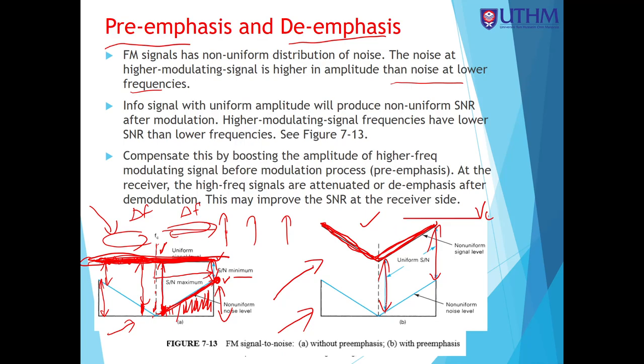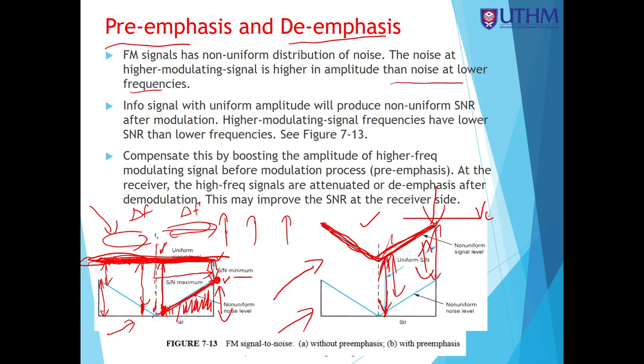So you see that, for example, if I use a lower input frequency, I just need to increase the signal level a little bit, and if I use a higher input frequency, I need to increase the signal level by a much higher factor, so that I can achieve higher SNR for all input frequencies. Dengan cara kita gandakan pre-emphasis ini, kita dapat mencapai nilai SNR yang lebih besar. Remember that the higher the SNR, the better the quality of the signal.